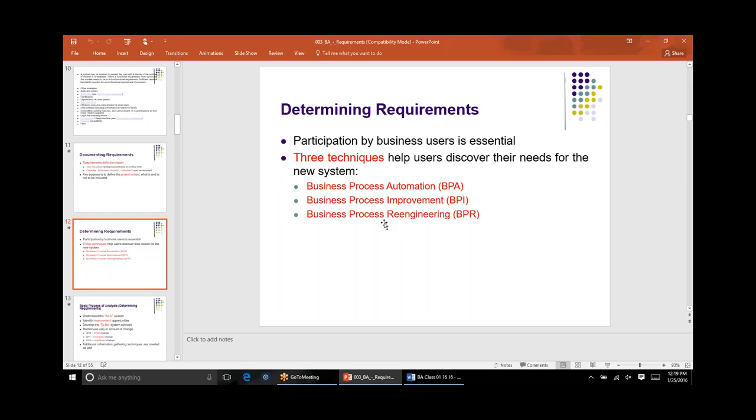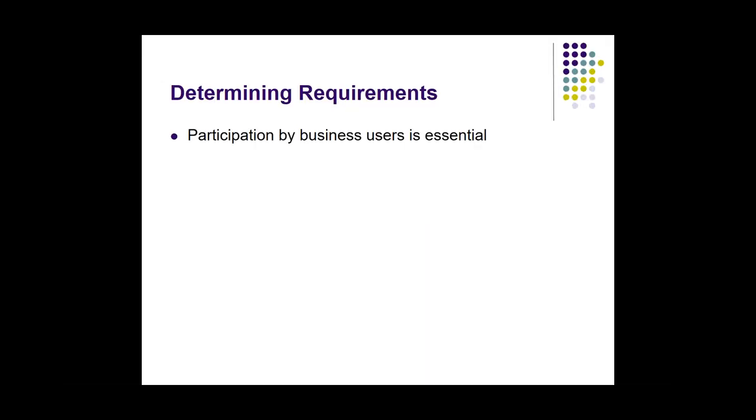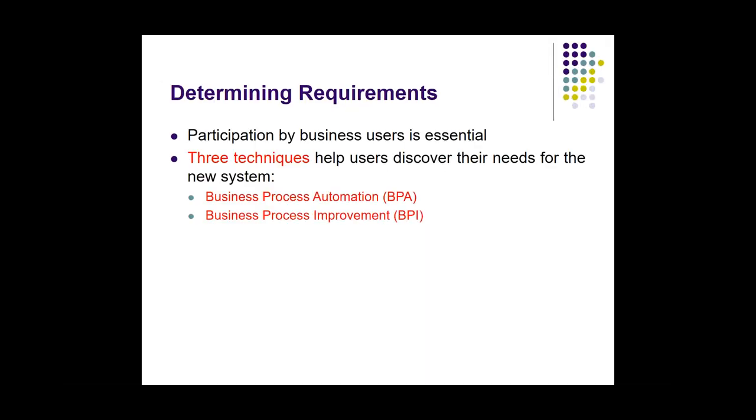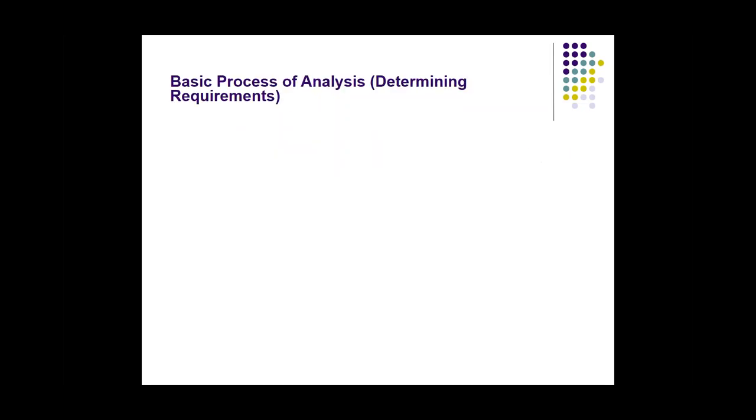Now, there are three techniques to discover the business need for the new system. One, business process automation. Second, business process improvement. Third, business process reengineering. Let us understand the three of them.